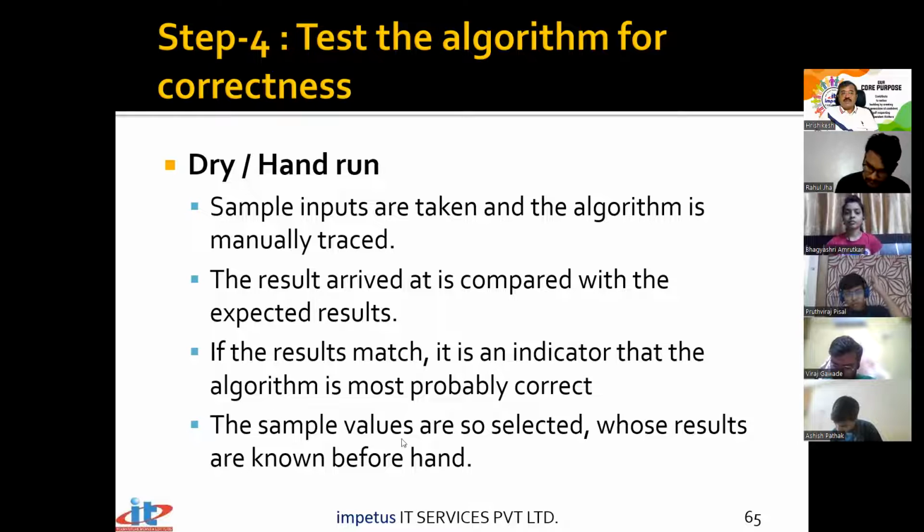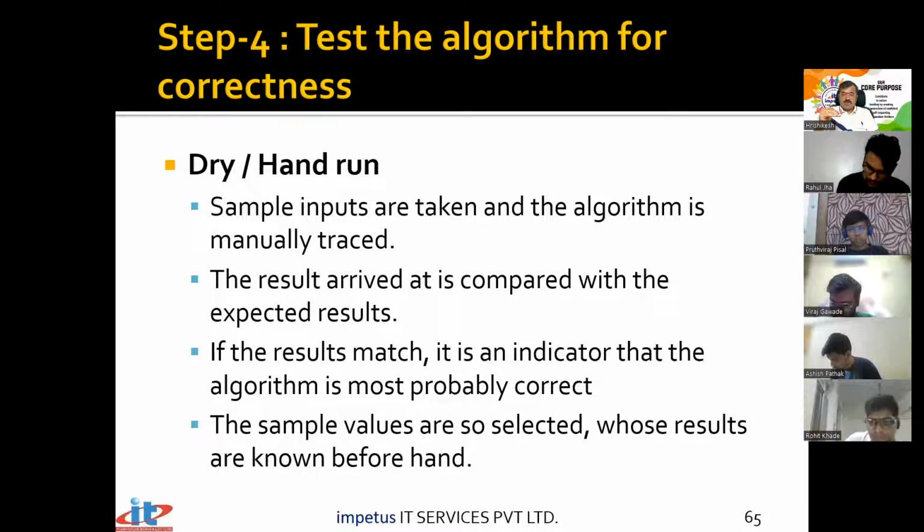The sample values are selected so that their results are known beforehand. This is very important while you do the dry run, because you're going to compare the results that you arrive at after manually tracing the algorithm. What results you arrive at, you already know what was expected. So the result arrived and the result expected can be compared. Otherwise, we're always going to face a problem.